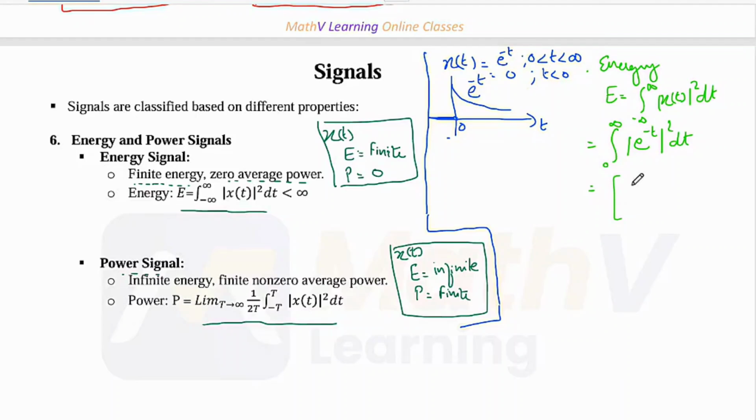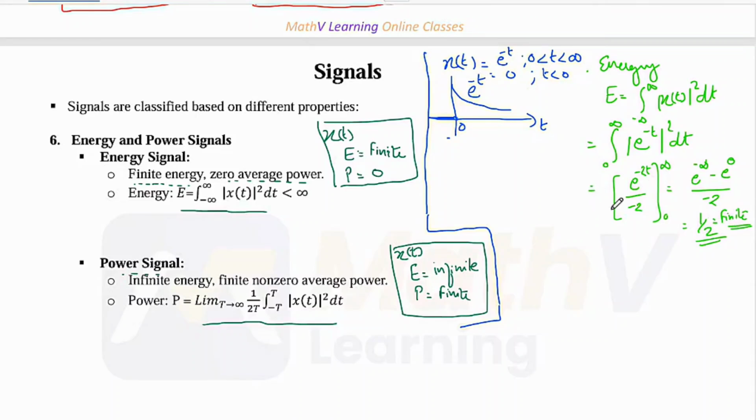So what will happen? The integral is e power minus 2t by minus 2, with limits 0 to infinity. If I substitute this, it will be e power minus infinity minus e power 0, by minus 2. So e power minus infinity is 0, e power 0 is 1, and with the minus signs cancelling, this value will be equal to 1 by 2. So it is actually finite.